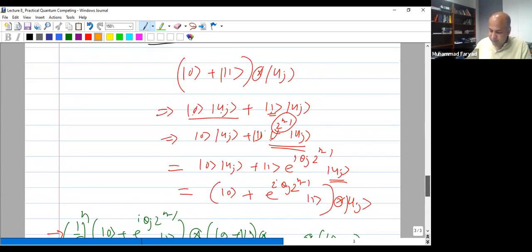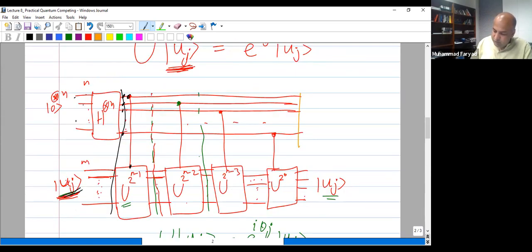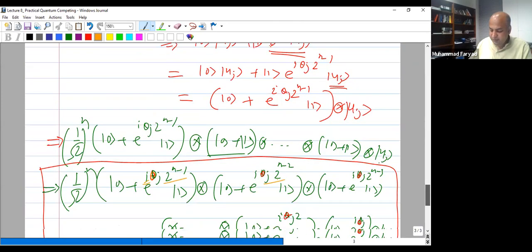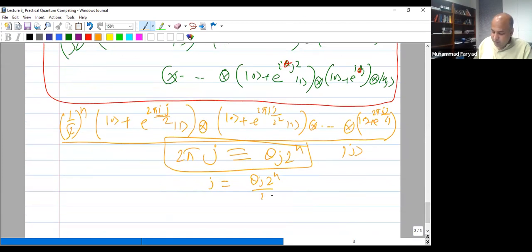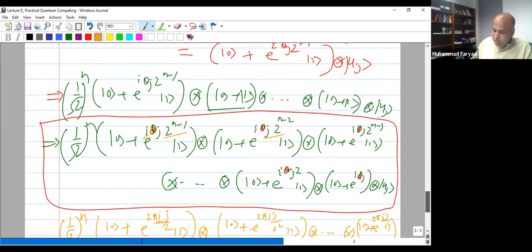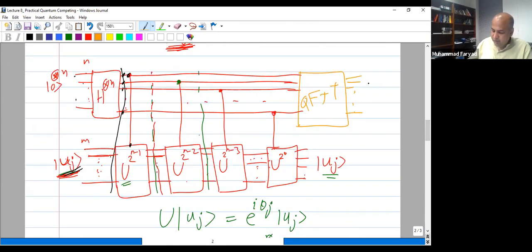So it means that if I now have an inverse Fourier transform over here, then my output would be something like this. When I take the inverse Fourier transform of this thing, I get the j state. But if I take the inverse Fourier transform of what we have written on top, since j is now equal to theta j 2n over 2 pi, our output state over here would be theta j 2 power n over 2 pi.